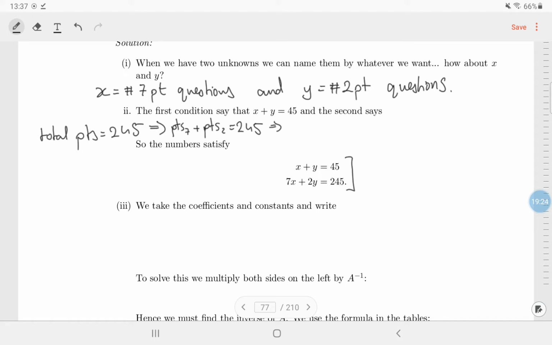So how I do this is I kind of go, if there's 0 7-point questions, points 7 is 0. If there's 1 7-point question, points 7 is 7. If there's 2 of them, it'll be 14. If there's 3 7-point questions, it'll be 21. 4 will be 7 by 4. 5 will be 7 by 5. But if there's x 7-point questions, there'll be 7x points from the 7-point questions. So how many 7-point questions are there? x. Multiply that by 7 to get the total number of points from the 7-point questions. And similarly, we have 2 times y is the number of points from the 2-point questions, and that equals 245.